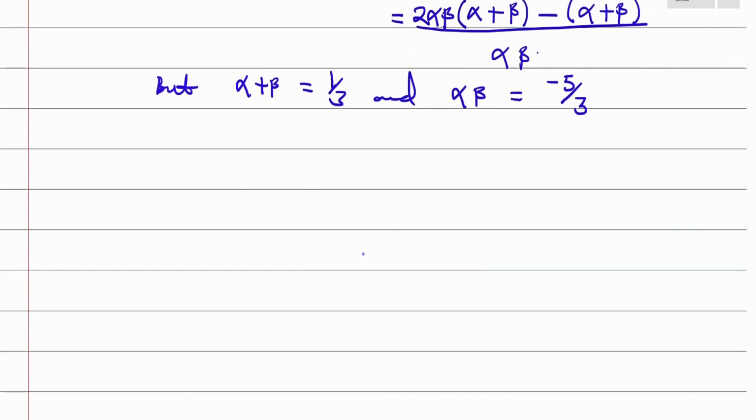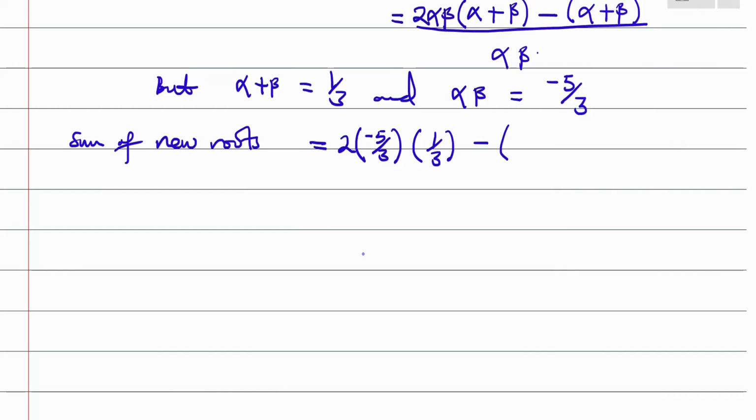We are still on the sum of the new roots. So we continue to say the sum of new roots equals, we have now 2 multiplied by the product of roots, which is negative 5 out of 3, into our sum, which is a third. Take away our sum, which is a third, the whole of it divided by the product, which is negative 5 out of 3.